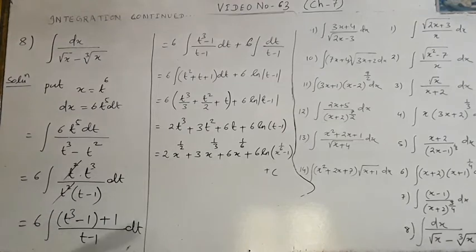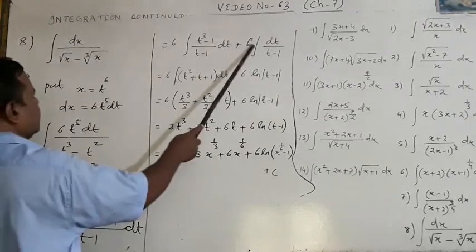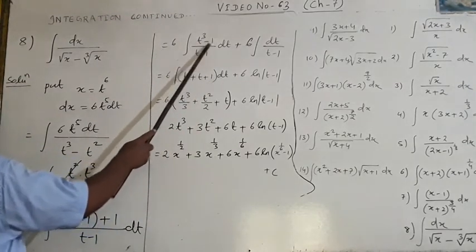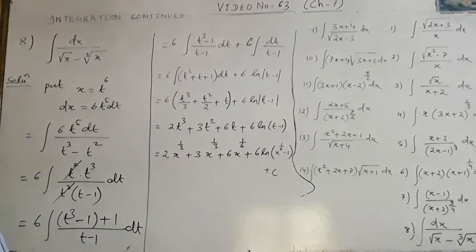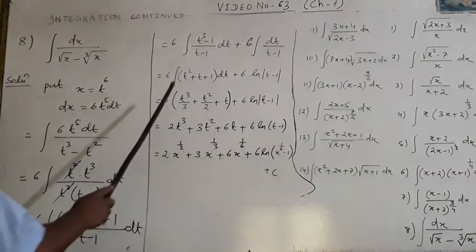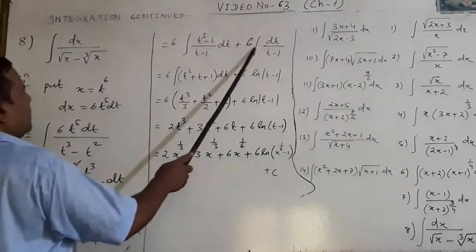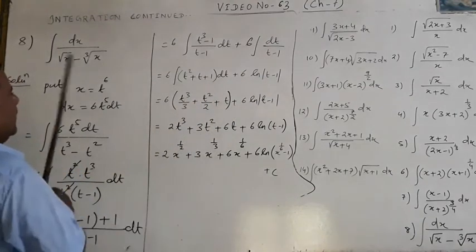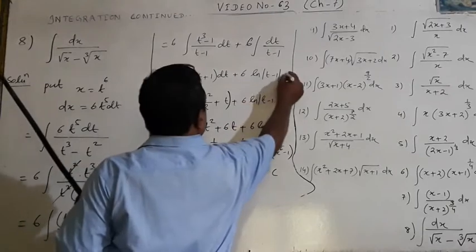Now the numerator has a higher power, that is 3, and the denominator has power 1. So according to the denominator, you have to adjust, that is, write t^3 minus 1 plus 1 by t minus 1. Then divide this by this, and multiplying by 6, it becomes a^3 minus b^3 by a minus b, which is a^2 plus ab plus b^2, plus 6 ln(t minus 1), and there is a constant here.